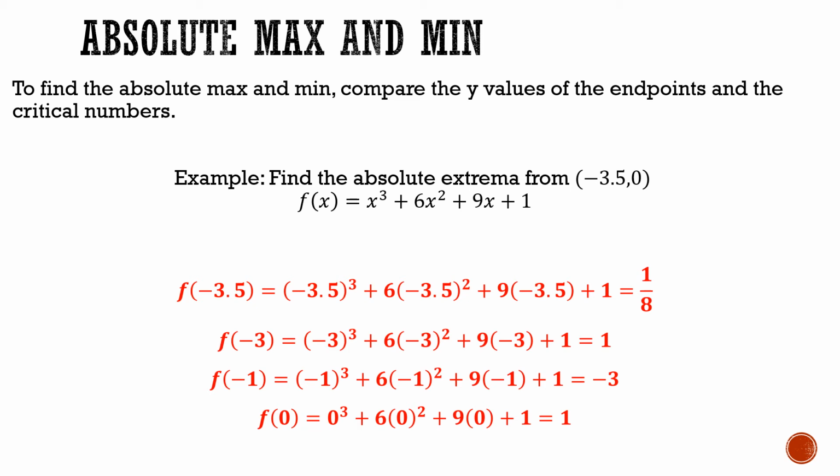And so that lets me know that my max is going to be 1, and my min is going to be negative 3. So again, f of negative 3 and f of 0 give me a max of 1, and f of negative 1 gives me a min of negative 3.